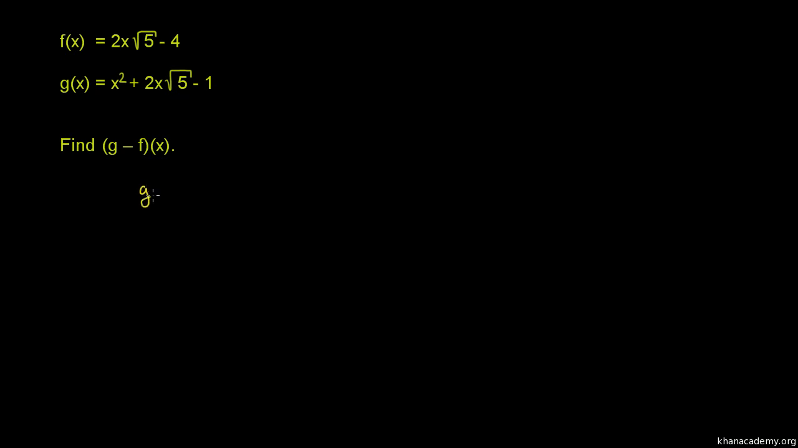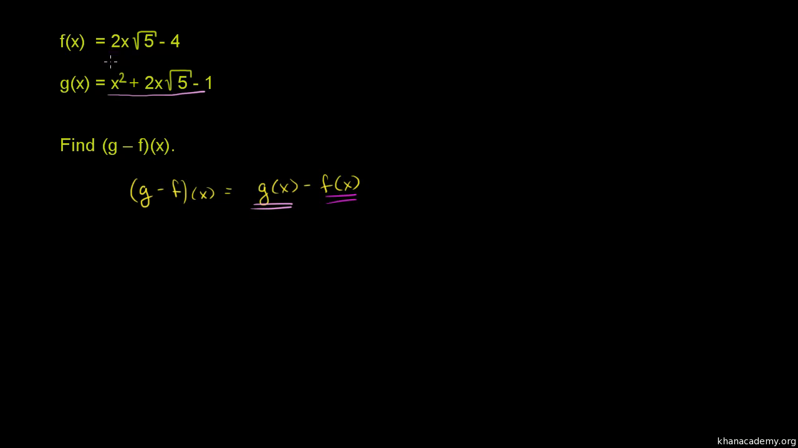And once again, g minus f of x is really just referring to a function that's made by subtracting the function definition for f from the function definition of g. So this is going to be the same thing as g of x minus f of x. And then we can use the function definitions to substitute back here to figure out what g minus f of x actually is. So we see g of x, its definition is right over there, and f of x, its definition is right over there.